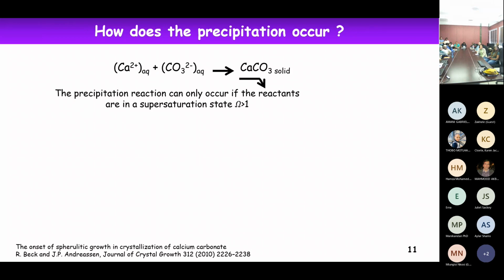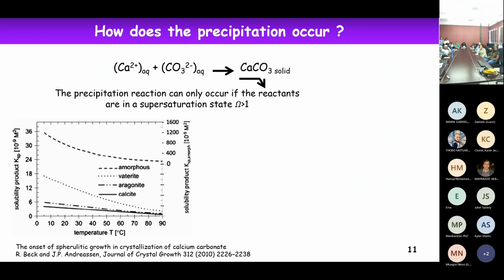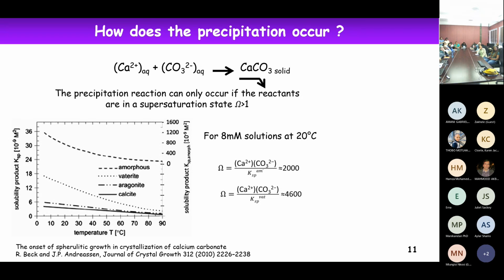So how does the precipitation occur? In order to do a precipitation reaction like this, you need to satisfy one condition. You need to look at the solubility product of all those materials. And you can only precipitate calcium carbonate provided that you're in a supersaturation state. What does it mean? It means that you need to have this quantity omega, which is the supersaturation value, which is going to be greater than 1.